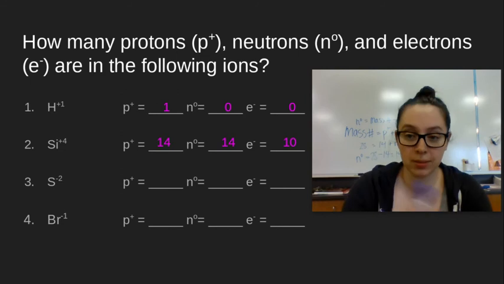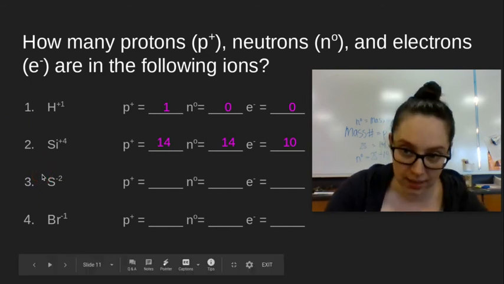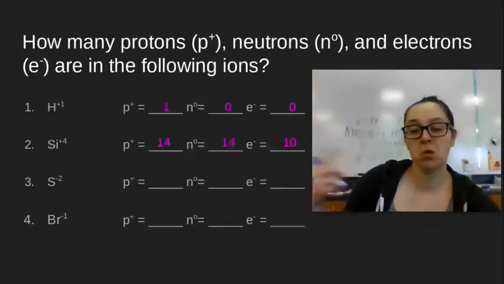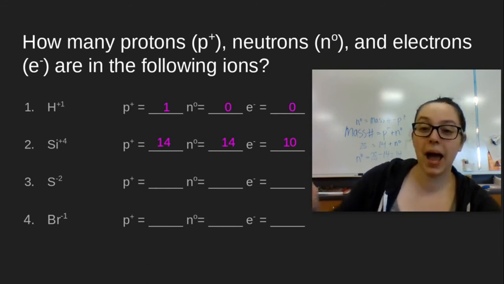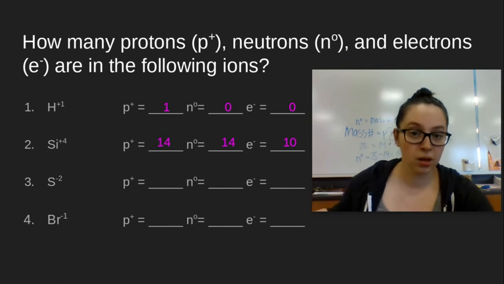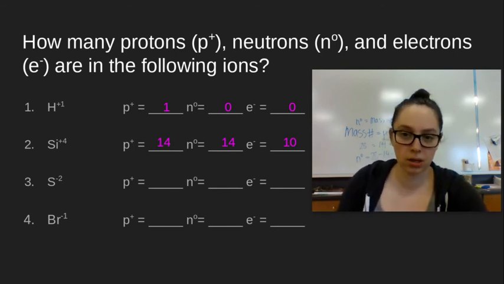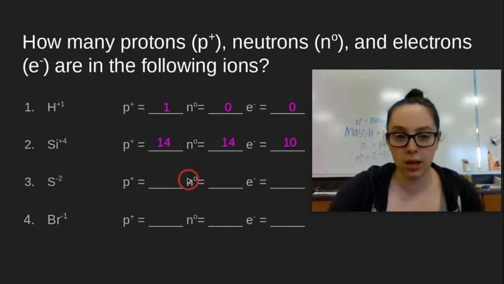My charge of -2 tells me that I have 2 more electrons than what I started with, which means I need to add onto the number of electrons that I already had. In a neutral atom, sulfur has 16 electrons because it has 16 protons. But when I add 2, I should get 18. So what I should see is 16, 16, 18.